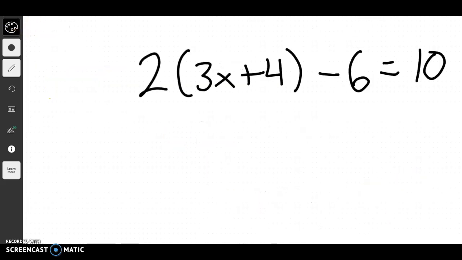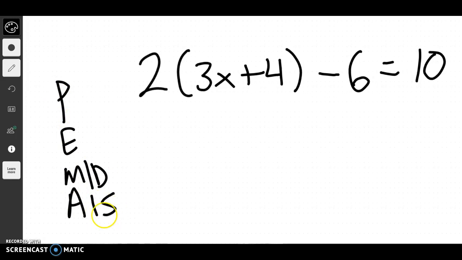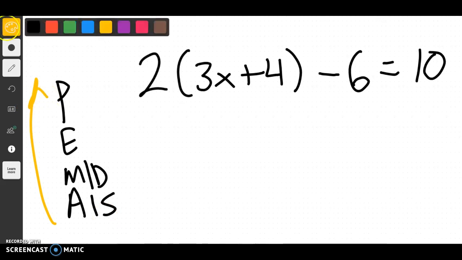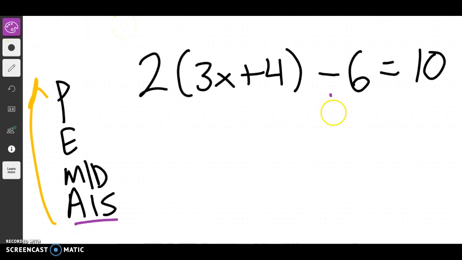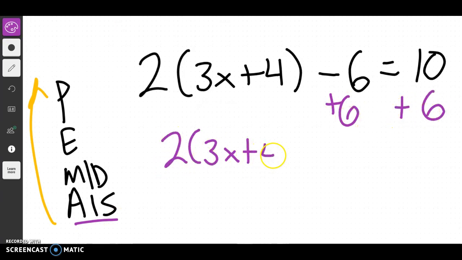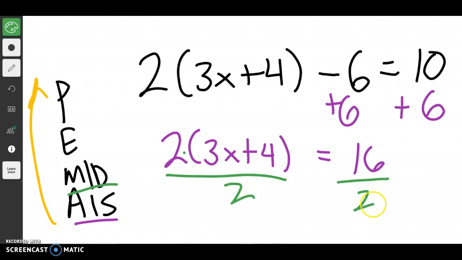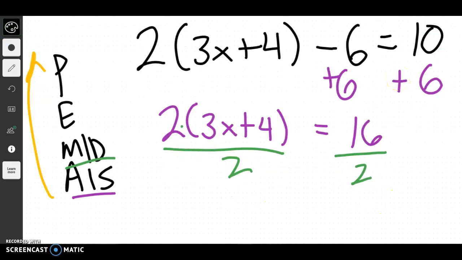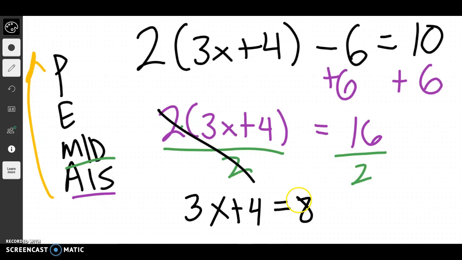Let's try another one. Okay, again, we have a very long problem, so we want to use reverse PEMDAS to figure out what operations to do first. And since we're going this way, when I look across this, I see a subtraction that's outside the parentheses, so that would be first. So we're going to add 6 to both sides. That gives 2 times (3x plus 4) is equal to 16. The next operation is multiplication and division, because this is really a multiplication. So we're going to divide each side by 2. Because these will cancel, we'll get 3x plus 4 is equal to 8.